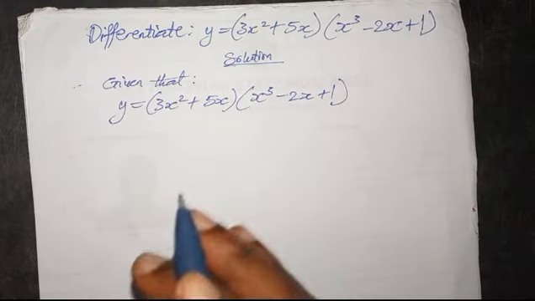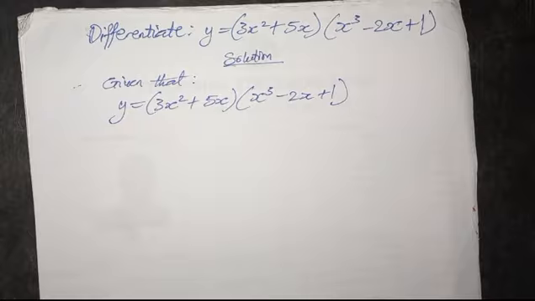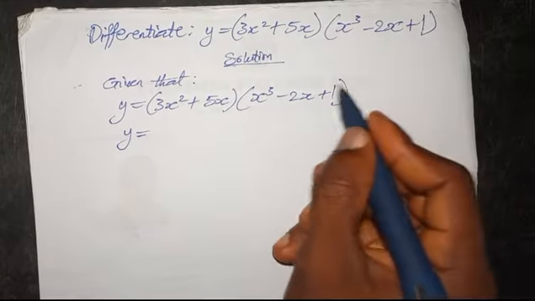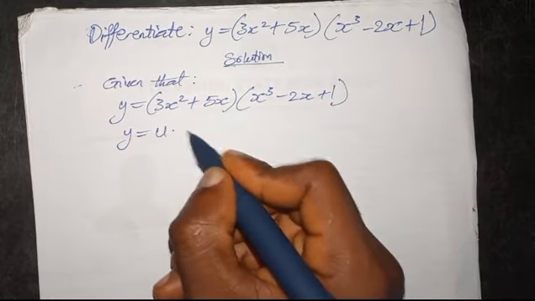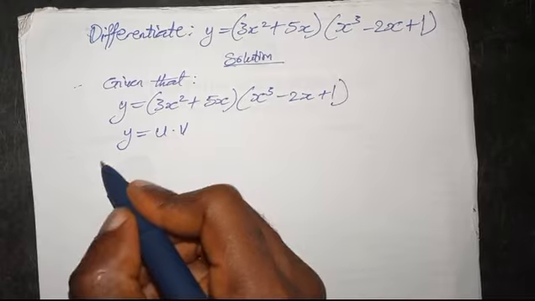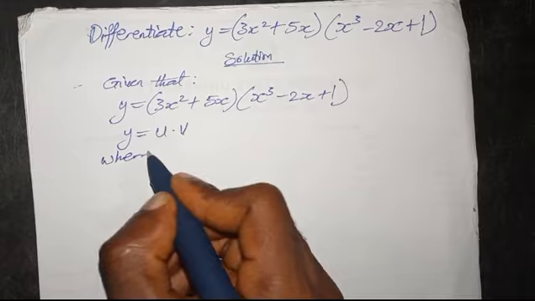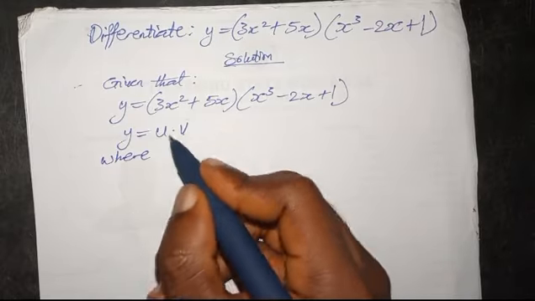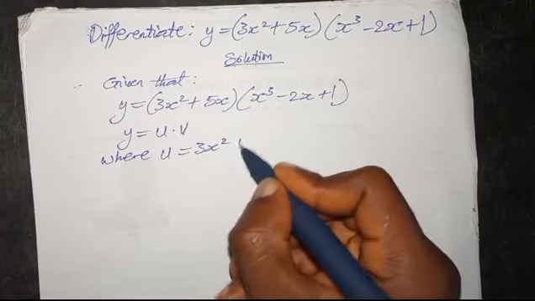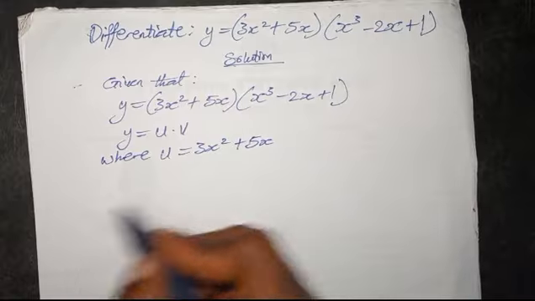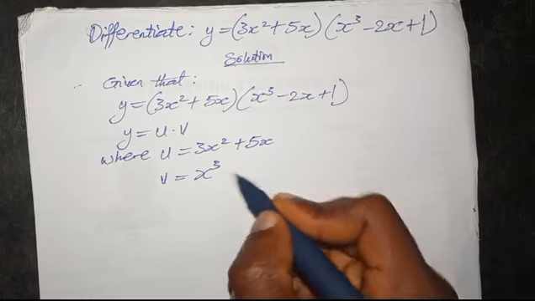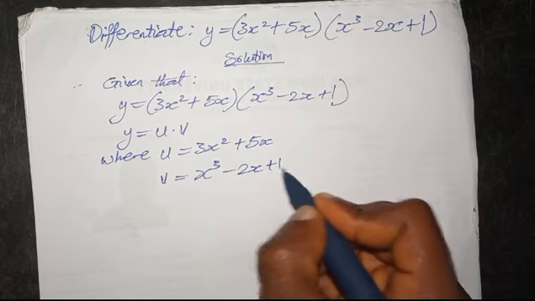After that, the first thing you have to do is to identify the rule. Looking at it, let's say y equals this. Let's take the first part as u and the second part as v. Let me write it well so that you can understand it. Some people, we are all learning here. This is u, where u equals 3x squared plus 5x, and v equals x cubed minus 2x plus 1.